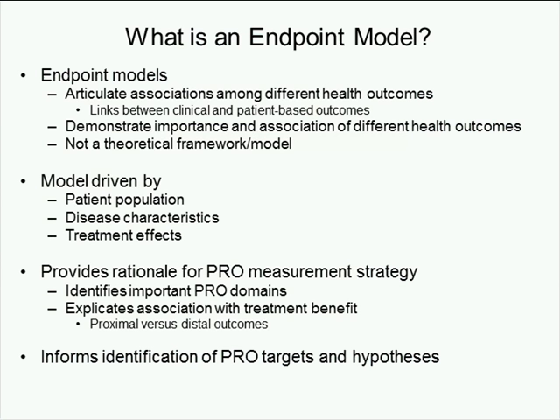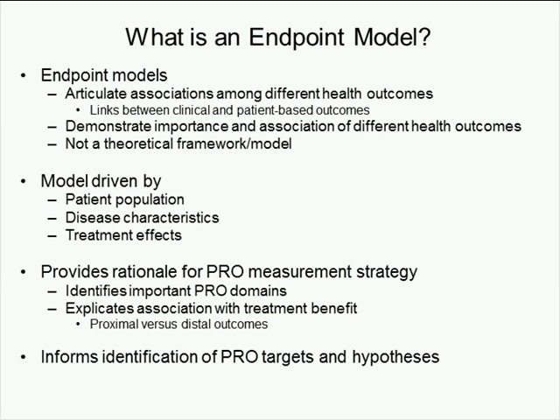The endpoint model provides the rationale and framework, if you will, for the patient-reported outcome measurement strategy, which is accomplished by identifying the important PRO domains and then explicating the association of these domains with treatment benefit. That is, if a treatment's effective, it should affect X, Y, or Z, and maybe not A, B, and C. Usually, we think in terms of proximal versus distal outcomes. That is, that we expect treatments to have a stronger effect on outcomes that are more proximal to the treatment we're talking about, and a weaker effect on those that are more distal.